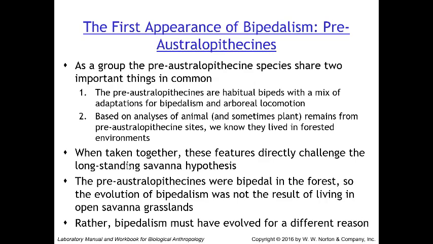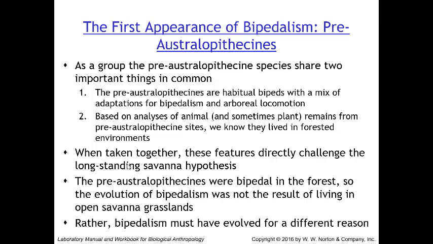So as a group, the pre-Australopithecine species share 2 important things in common. First, the pre-Australopithecines are habitual bipeds. They have a mix of adaptations for bipedalism and arboreal locomotion. And second, based on the analysis of animal and sometimes plant remains from pre-Australopithecine sites, we know that they lived in forested environments.